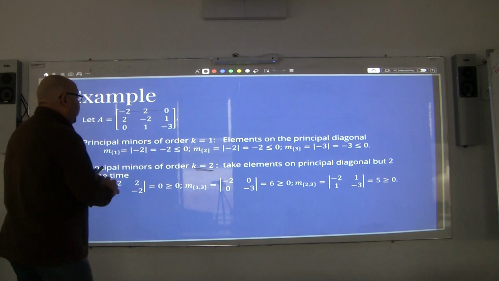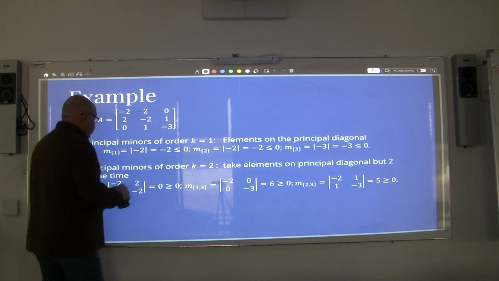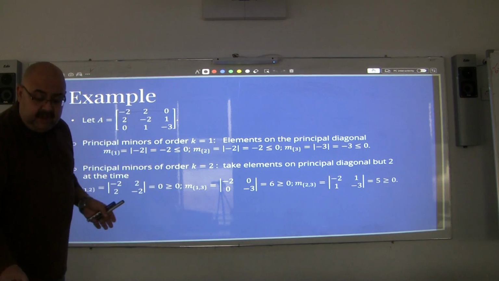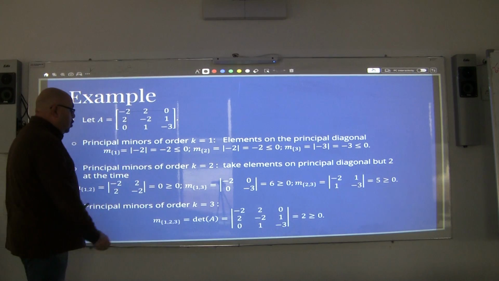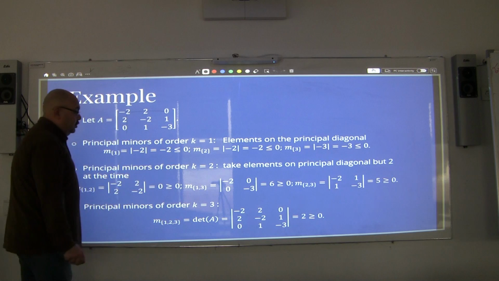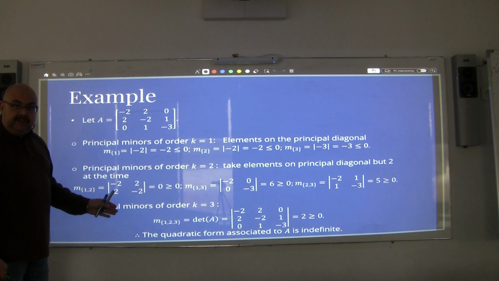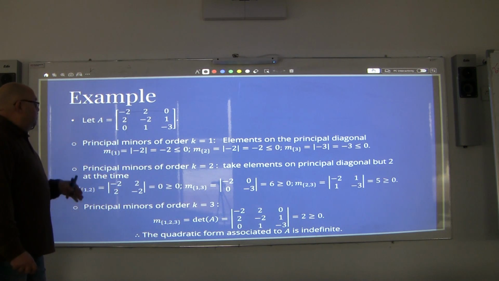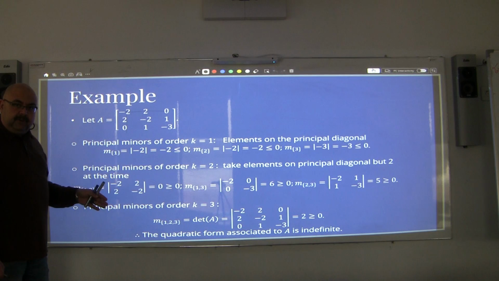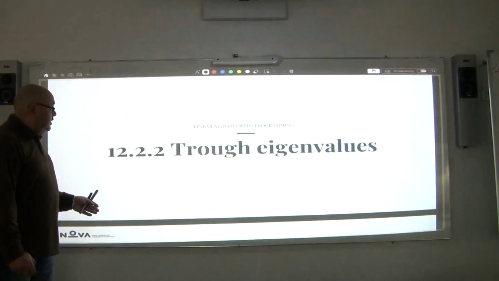This is how to evaluate from K equal to 1, and for K equal to 2. Because this is a 3 by 3, the last is the order of the overall matrix, so I will evaluate the value of the determinant, which is greater than or equal to 0. According to the previous slide, of course, we will have an indefinite case. Because mainly, if you go for the even order, you don't find them all greater than or equal to 0. You have 0, 6, and 5, so that's the case.